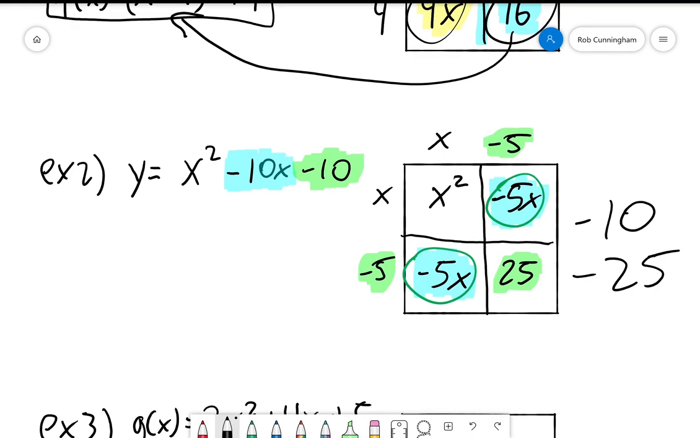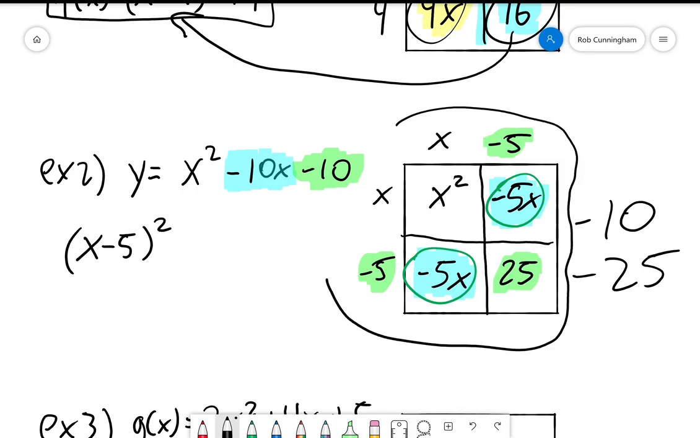So what do we have? We have x minus 5 squared, that's this whole thing right here. And then we have minus 10 and minus 25, which gives us a total of minus 35.